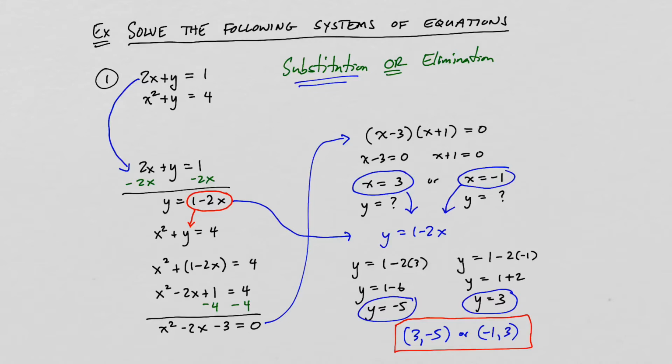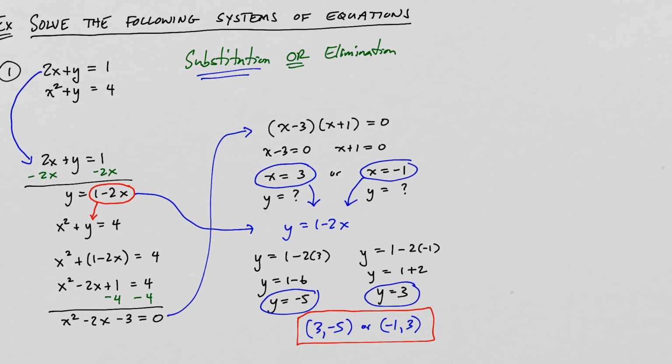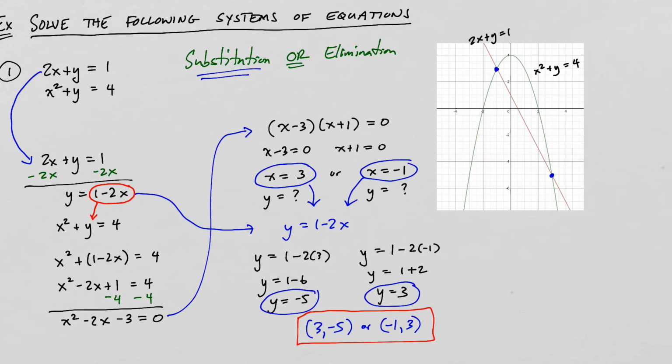No graph is required. However, I am going to bring in the graph so that you can actually see these solutions. So let's import the graph, and I want you to visually check to make sure that these actually are solutions. All right, so here's the graph. We have the first equation, 2x plus y equals 1. That's a line. And the second equation, x squared plus y equals 4, is this parabola.